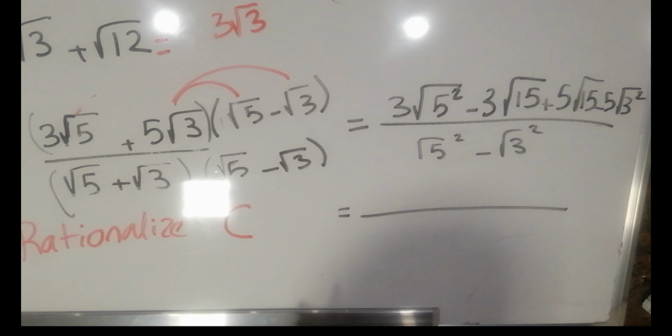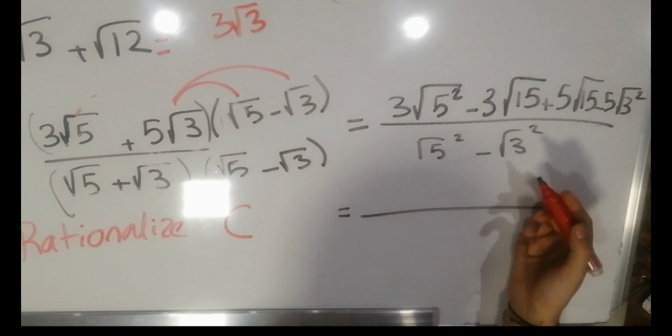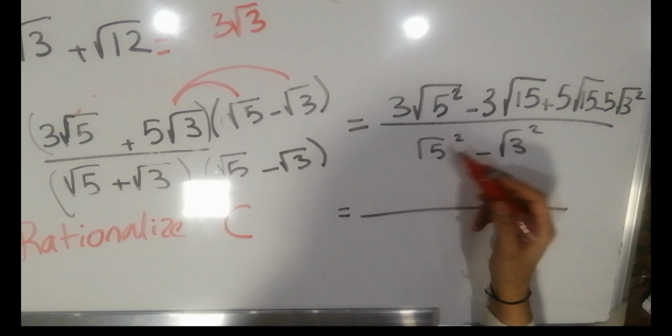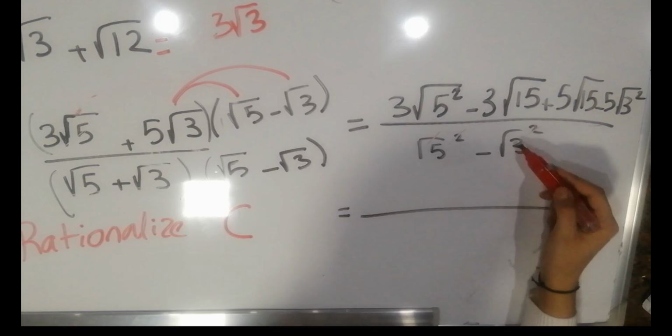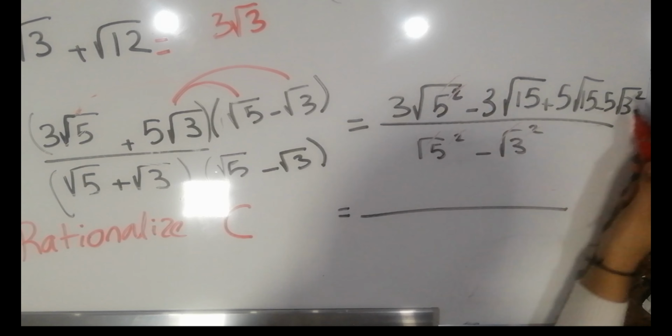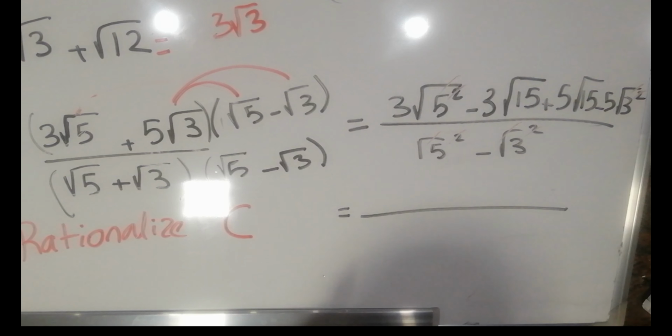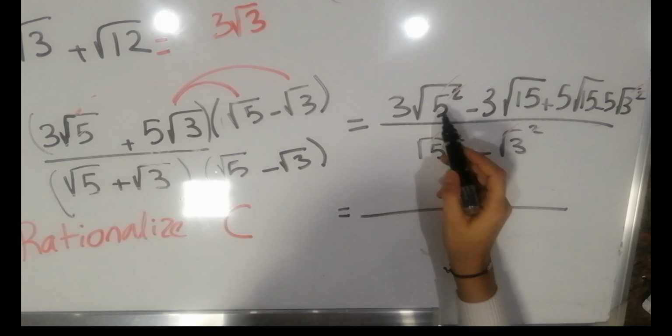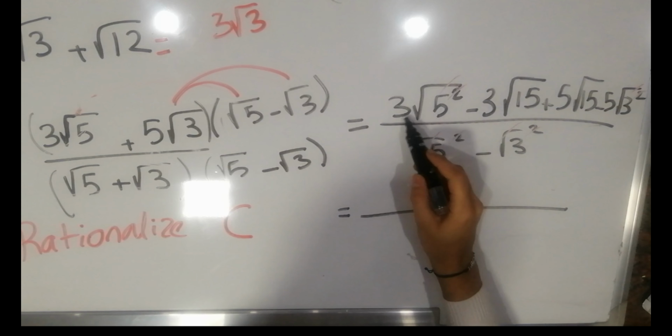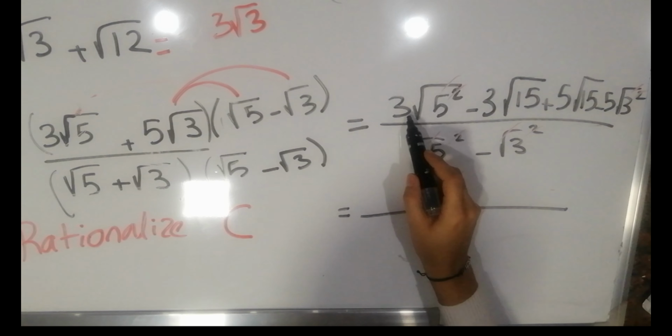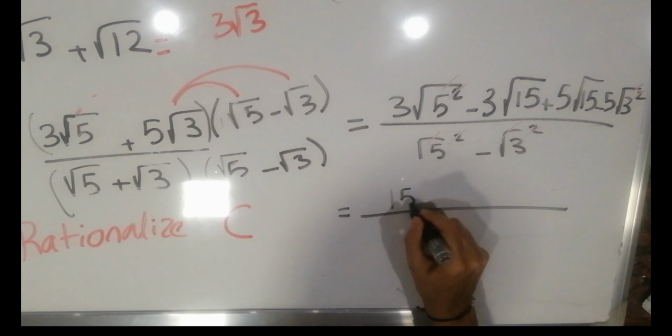So I have a couple of radicals, and in order to get rid of them, I will get rid of this radical, this radical, and this radical. Whenever I get rid of the radical, this number and this number will be multiplied together. So 3 times 5 will be 15.